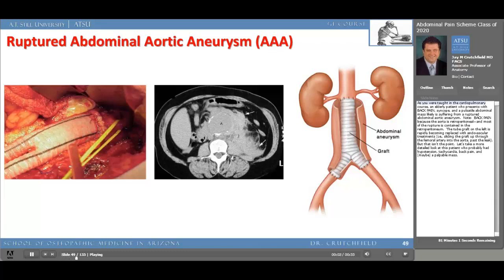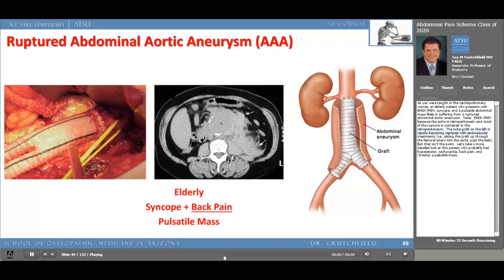The tube graft on the left is rapidly becoming replaced with endovascular treatments, i.e. they slide the graft up through a femoral artery into the aorta, past the area of the leak or the rupture, and then they inflate the graft. But that isn't the point. Let's take a more detailed look at this patient who probably had hypotension, tachycardia, back pain, and maybe a palpable mass.